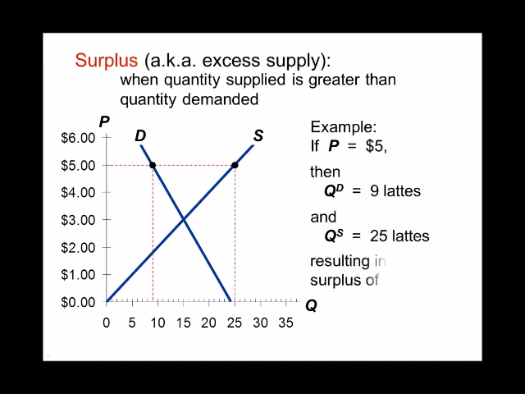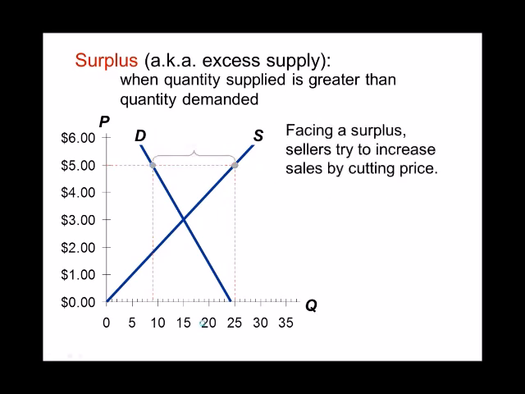So in this case, there is a surplus because the seller is waiting to sell 25 units of latte, but only 9 people came and purchased it. So there is an excess of 16 lattes. Whenever a seller has excess products and wants to get rid of them, one thing they can do is just throw them away, but that's just throwing away money. The other thing is they just sell it at a lower price. So the sellers try to increase sales by cutting price.